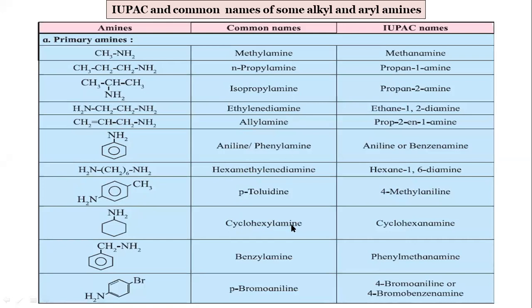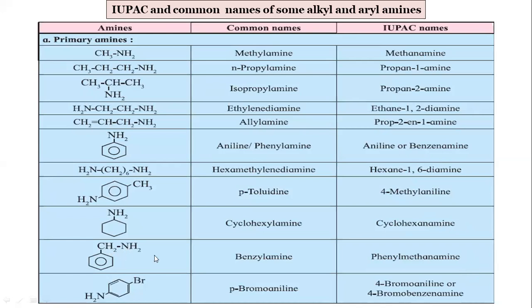As per the rules of common names, amine is there, and cyclohexyl alkyl. This is the alkyl group, and the IUPAC name is cyclohexanamine, because in IUPAC names of amines, the alkanamine group is introduced. The E of alkane is replaced with anamine, like this. So ethanamine, methanamine, propanamine, it ends with anamine, like this. Alkanamine.